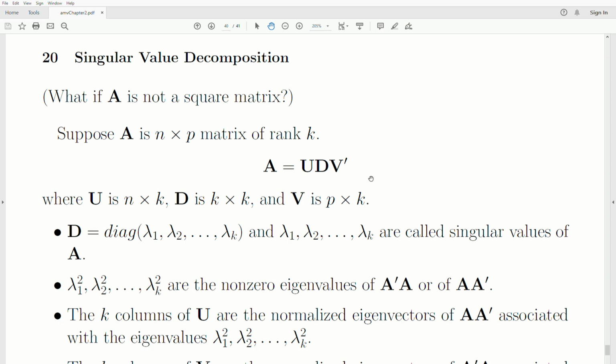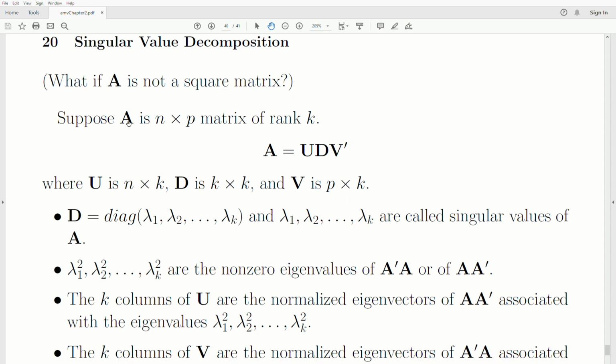Now previously the spectral decomp deals with symmetric, positive definite matrices. But what if our matrix is not square? Can we still decompose it into the product of other matrices? And the answer is yes. And that's what the singular value decomposition theorem looks at. So let's assume A is an n by p matrix of rank k. Then A can be decomposed into U, D, V transpose, where U is n by k, D is k by k, and V is p by k. So all this matrix product works.